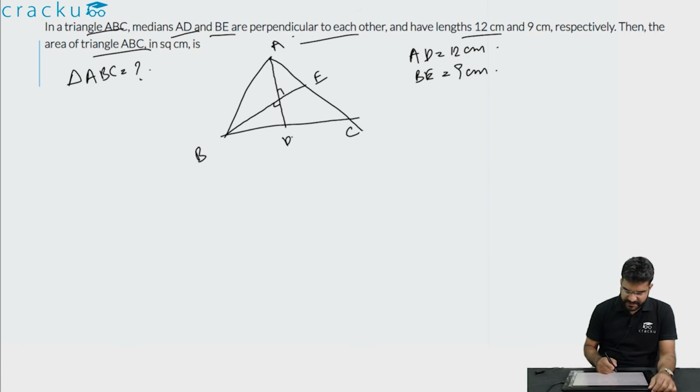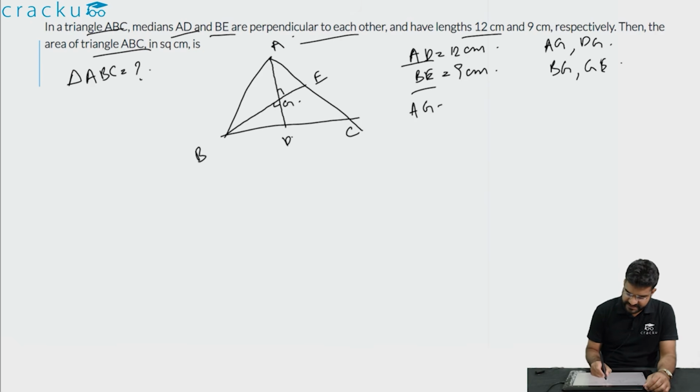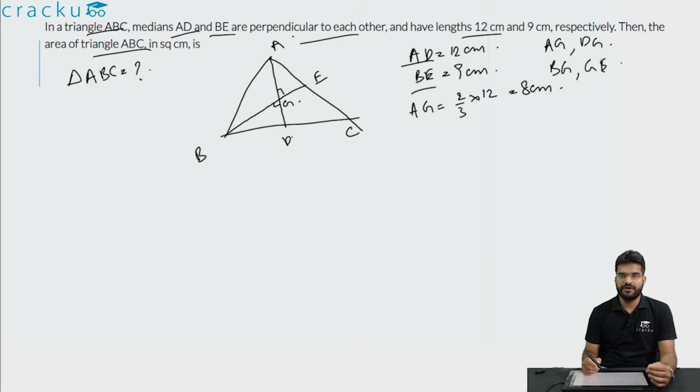Now what we will do over here is, suppose the centroid is G, we will first find out the lengths of AG, DG, BG and GE. Because we know the lengths of AD and BE, we can infer that the length of AG is equal to 2 by 3 into 12, which is equal to 8 centimeters. Why is this the case? Because in any triangle, the centroid always divides the medians in the ratio 2:1.